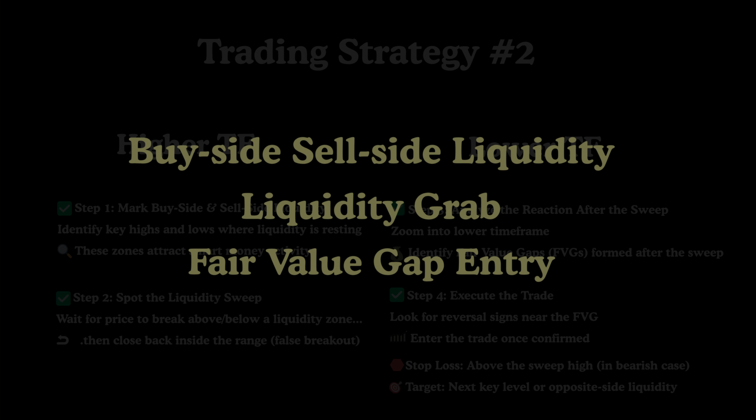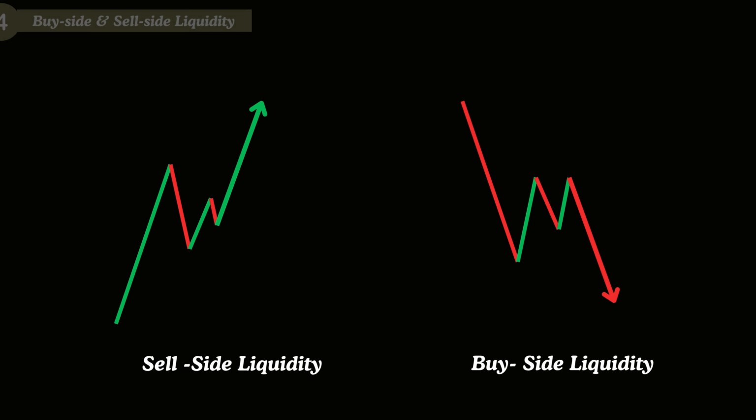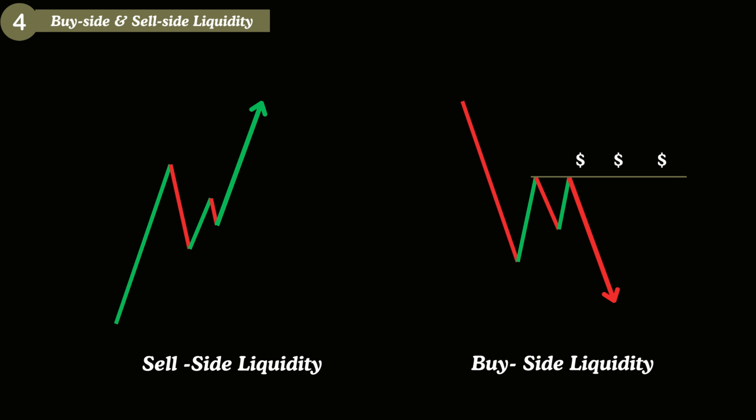The second trading strategy also applies 2 time frames and merges the concepts of buy-side and sell-side liquidity, liquidity sweeps, and fair value gaps as the entry trigger. So, what do buy-side and sell-side liquidity mean? Liquidity positioned above a high or cluster of highs represents buy-side liquidity, while liquidity located below a low or cluster of lows represents sell-side liquidity.